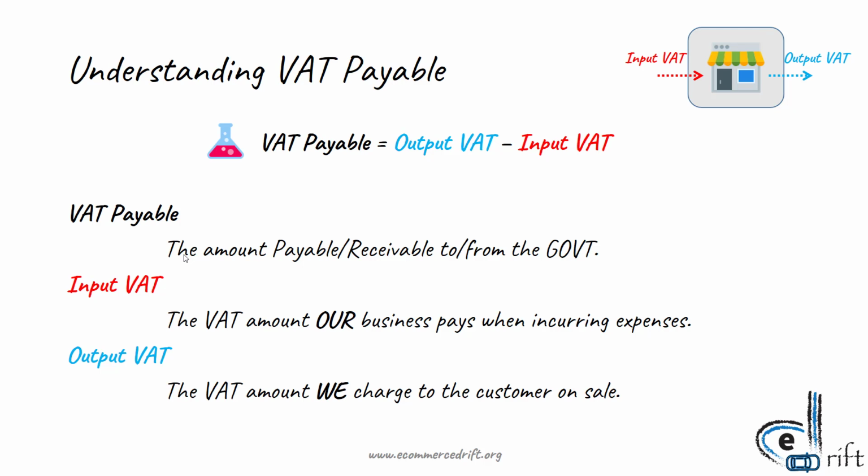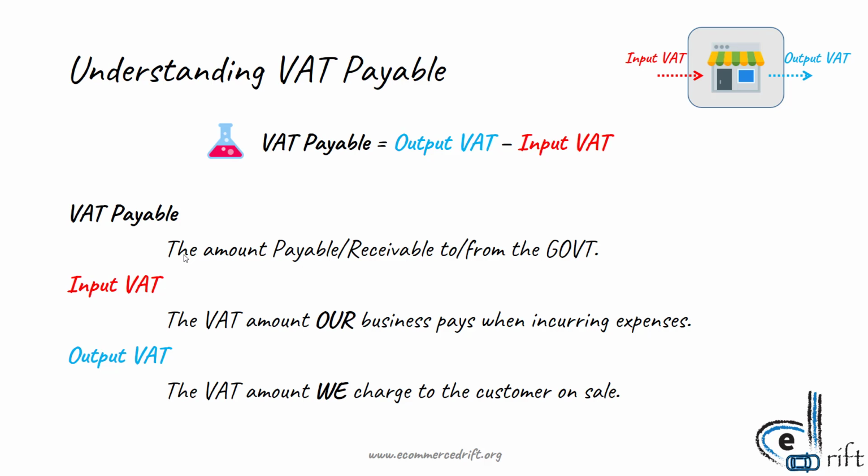The VAT amount we charge to the customer on our sale. So each time we sell an item, we basically charge the customer, the end consumer, the VAT. That is known as the output VAT in terms of us. I mean, we are the origin. If you look at the top right corner, you can see a retail store, and that store is actually selling out an item. Once it sells an item to the customer, the VAT that it receives from the customer is considered as output VAT.